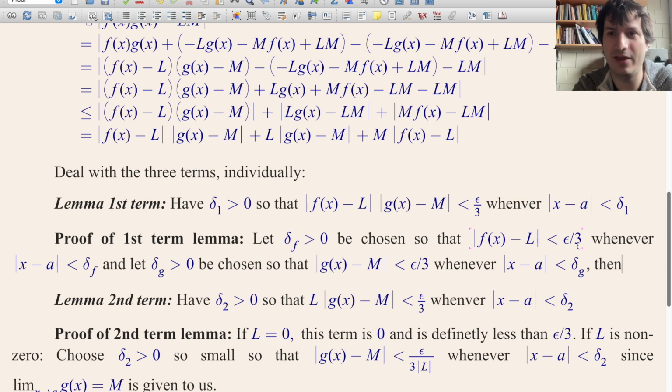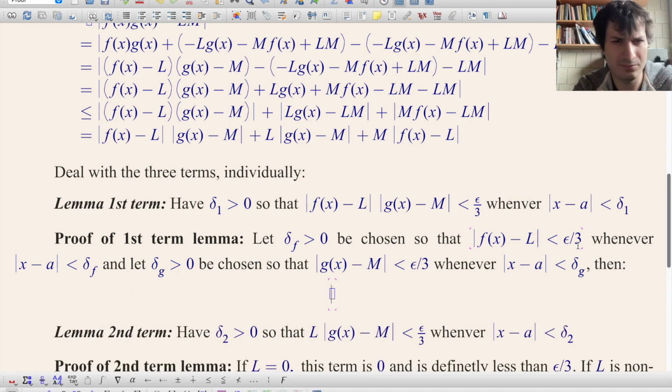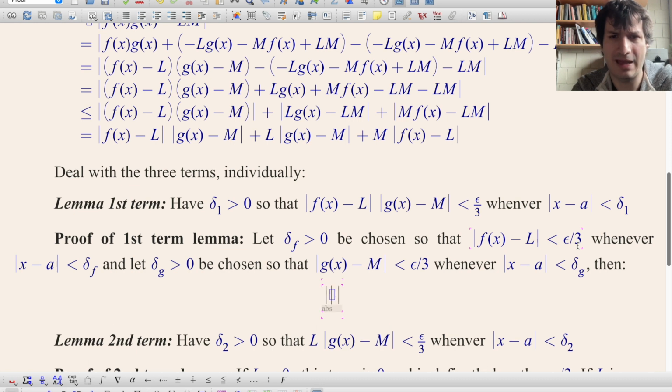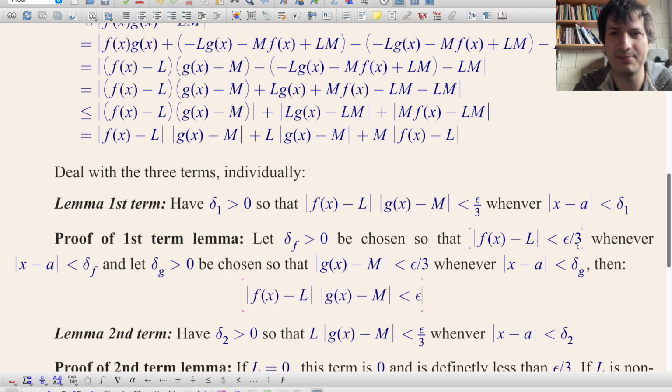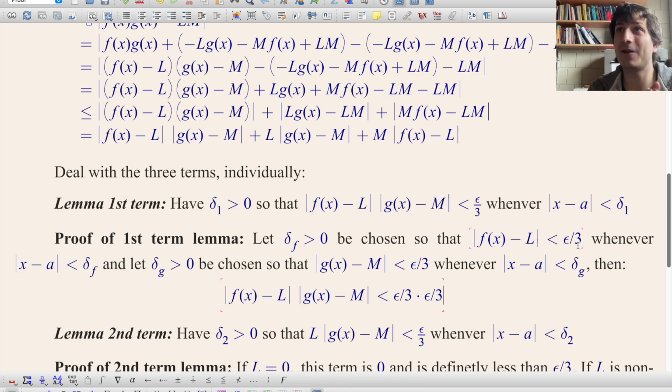Then the absolute value of f of x minus L times the absolute value of g of x minus m is going to be less than epsilon divided by 3 times epsilon divided by 3. That's because it's okay to multiply positive numbers together in inequalities. Everything's positive here, it's all good. So we made both of the things individually less than epsilon divided by 3, and this whole thing is epsilon divided by 3, a tiny number, times epsilon divided by 3.